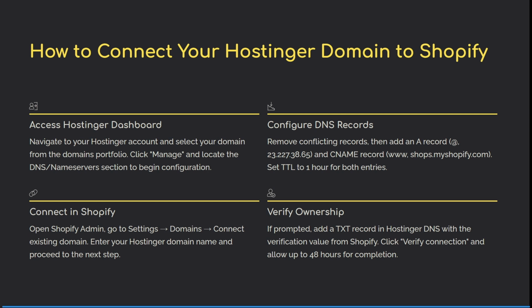Here we need to configure our DNS records. So remove conflicting records and then add an A record, which will look like this, and a CNAME record, which will look like this, and then set your TTL to 1 hour for both entries.